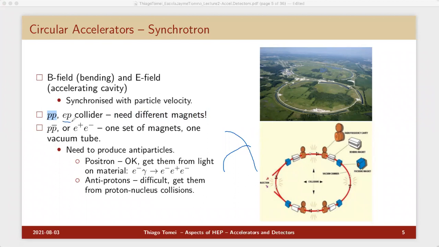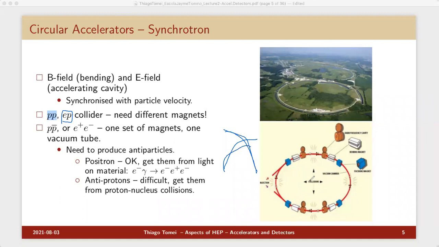For electron and proton, you don't have this problem. The same magnet will naturally bend them in opposite directions. So one will go clockwise and the other will go anti-clockwise. But then they have different masses, so you have a different need for bending power. So you need different magnets anyway.